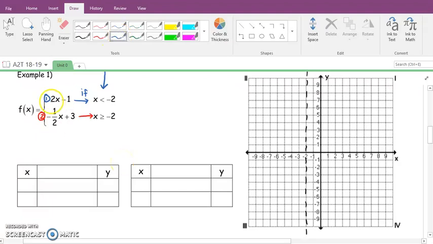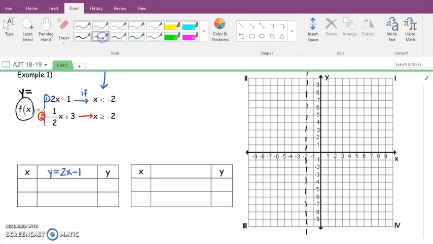I'm going to start with my first piece here, and remember, f of x is the same thing as just saying y equals, so if you're ever confused by the f of x, just change it to y. So this first piece is y equals 2x minus 1. And then my second table is for my second piece, so y equals negative 1/2 x plus 3.